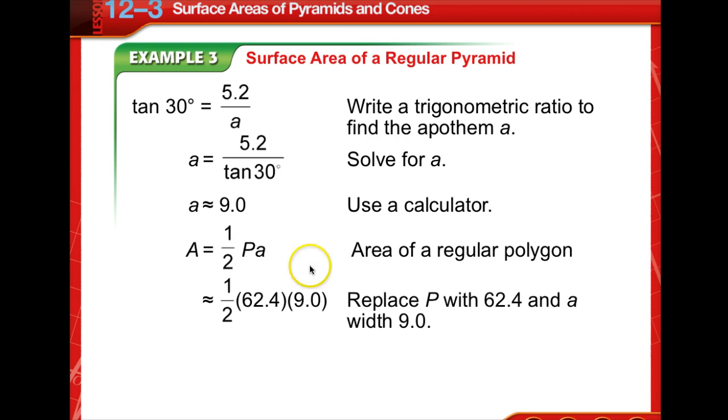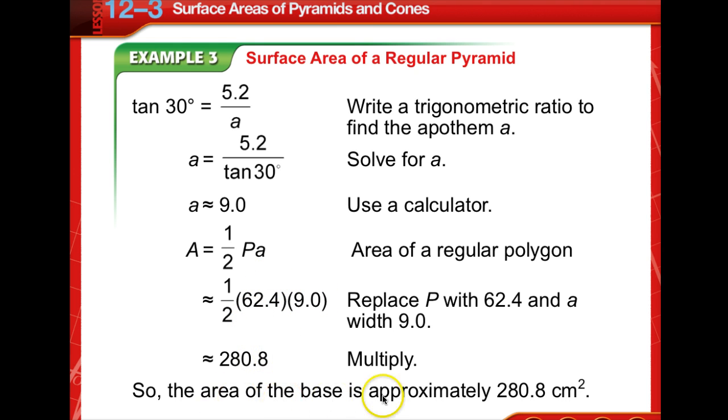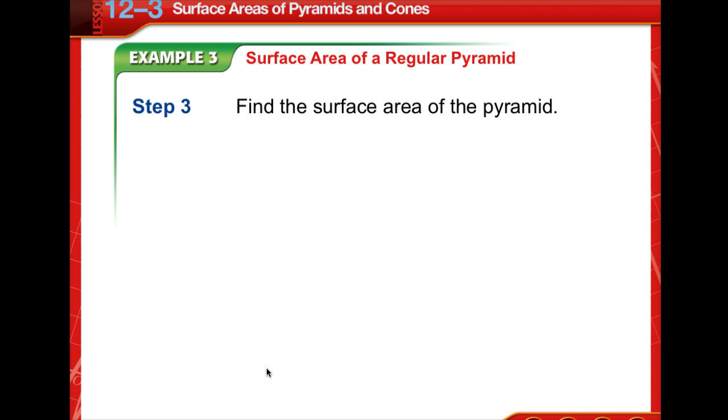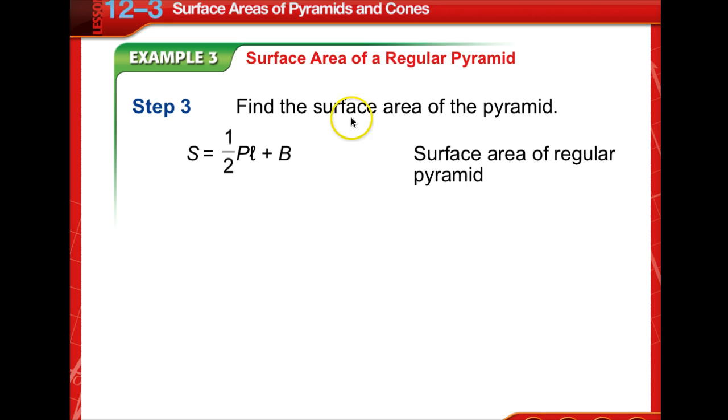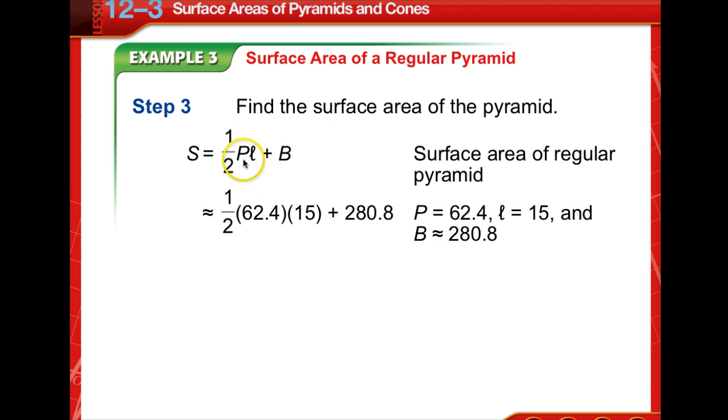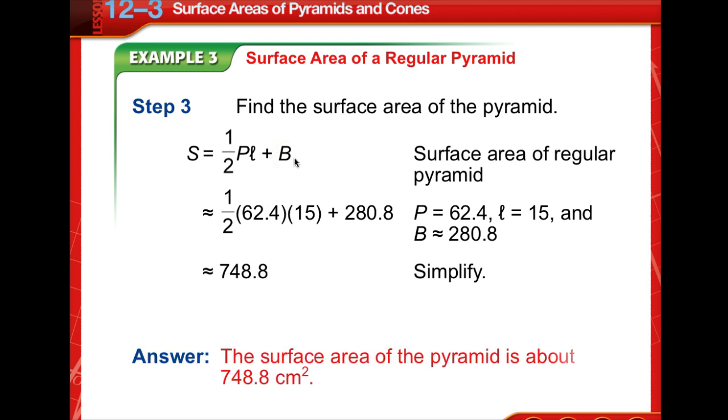Finding the area, we substitute in the perimeter of the base and the measurement of the apothem. Take half of that and multiply. So the area of the base is approximately 280 and 8/10. Find the surface area of the pyramid. We simply substitute the perimeter of the base, the slant height, and the area of the base. So the surface area of the pyramid is about 748 and 8/10 square centimeters.